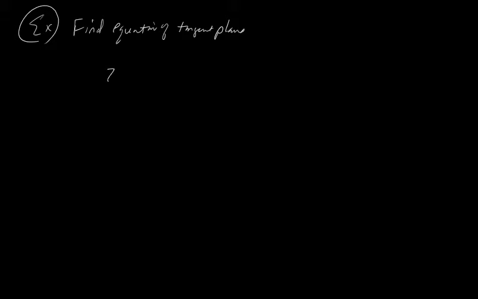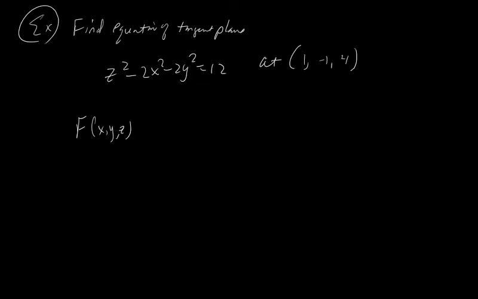So let's go ahead and do an example. Okay, we are going to find an equation of the tangent plane to the hyperboloid z squared minus 2x squared minus 2y squared is equal to 12 at the point 1, negative 1, 4. Okay, so we need the equation of the tangent plane. Well, first thing we need to do is figure out what is F of x, y, z. So really all we have to do is get everything on one side, leaving 0 on the other. So that's going to be z squared minus 2x squared minus 2y squared minus 12.